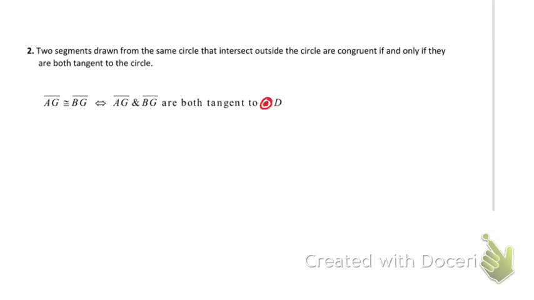So what a picture of this is going to look like. We need a circle, and it says it's circle D. Now we need a line AG and BG that are both tangent to the circle and both meet outside the circle at a point G. So let's go ahead and make a point G out here.